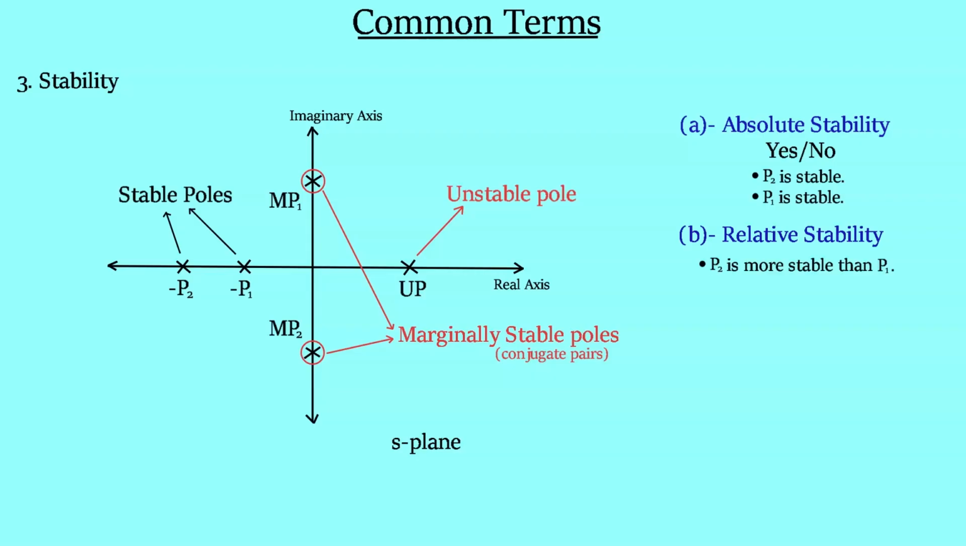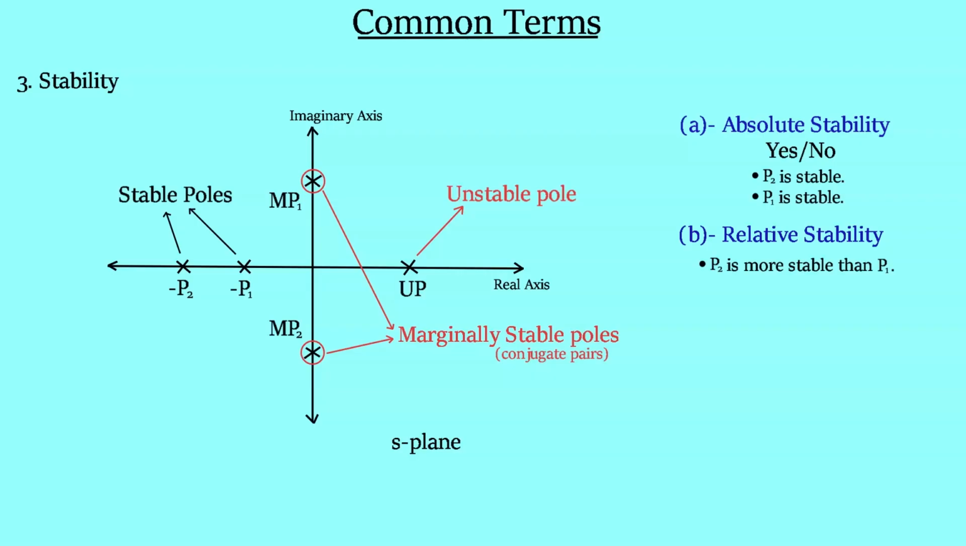But it does not mean that we always need two different poles or two different systems for telling relative stability. There are a few parameters like gain margin and phase margin which can tell the relative stability of a system, where relative stability indicates how far a system is from the verge of instability.